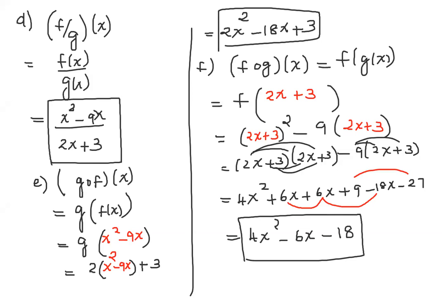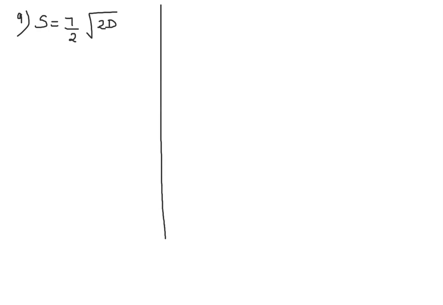And going to do number 9. The formula S equals 7 halves times square root of 2d can be used to approximate the speed in miles per hour of a car that has left skid marks of length d in feet. How far will a car skid at 70 miles per hour? So the S is given as 70, so we have to find the distance.